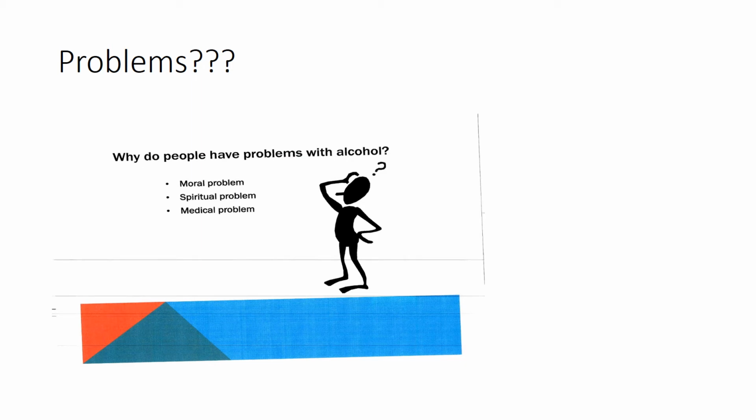Why do people become addicted to alcohol? What seems like a very simple question has a very complex answer. For decades, people have tried to understand and identify the reasons for alcoholism. The most common explanation defines it as a moral, educational, or medical problem. Let's take a closer look at each of these explanations.